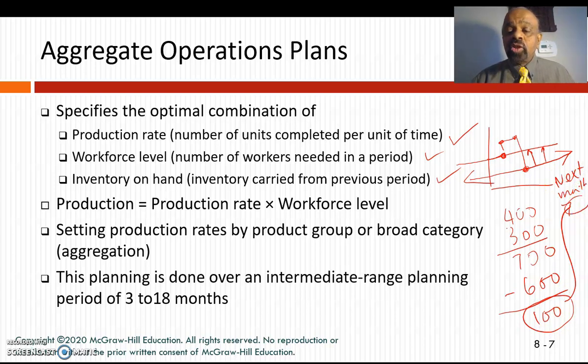And that becomes the beginning inventory for the next month. 100 becomes the beginning inventory for the next month. That is the kind of inventory I'm going to talk about.